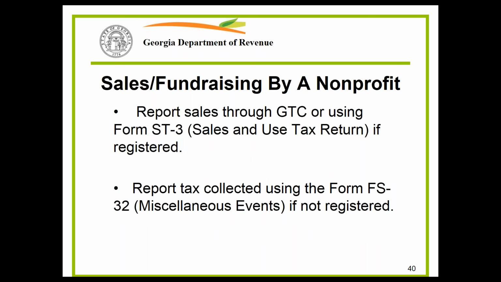You asked about sort of more of a one-off type event. So the form is FS, I don't know what that stands for, 32. It's a miscellaneous events form. So these would be for, generally speaking, maybe smaller entities or organizations that just have one-off sales on an irregular basis, that they can report their sales and tax using that form, the FS32.